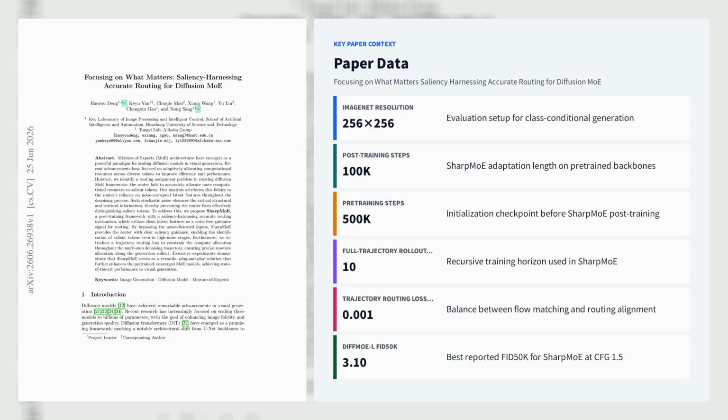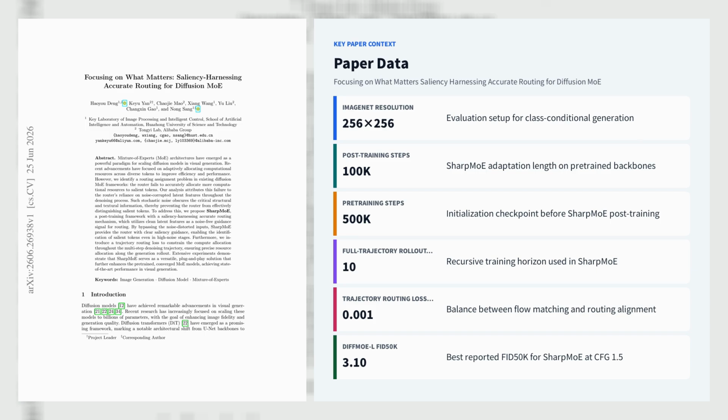Let's explore the first paper, focusing on what matters: saliency-harnessing accurate routing for diffusion MoE, SharpMoE, developed by researchers from Huazhong University of Science and Technology and Alibaba Group's Tongyi Lab, targets a specific failure mode in diffusion mixture of experts models. Routers trained on noisy latents do not reliably allocate more experts to salient image tokens. The paper's core idea is to replace noisy routing with saliency-harnessed clean routing by feeding the router the previous step's predicted clean latent X0, which preserves structural and textural cues even at high noise time steps.